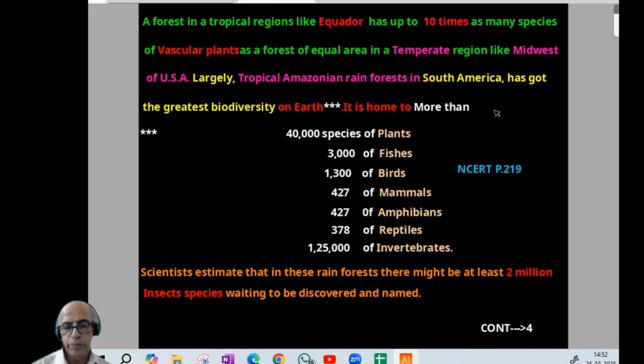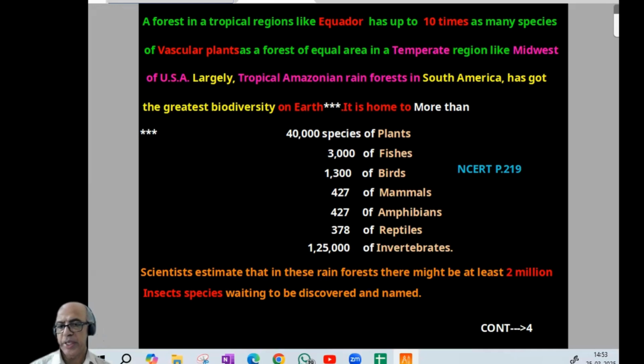And it is home to more than, take care, now a big data set, as in the following type of question: 40,000 species of plants, 3,000 fishes, 1,300 birds, 427 mammals, 427 amphibians, 378 reptiles, 1,25,000 invertebrates. Popular questions. Direct NCERT, page number 219. And scientists estimate that in this rainforest there might be at least 2 million insect species waiting to be discovered and named. 2 million. It's also a popular question.